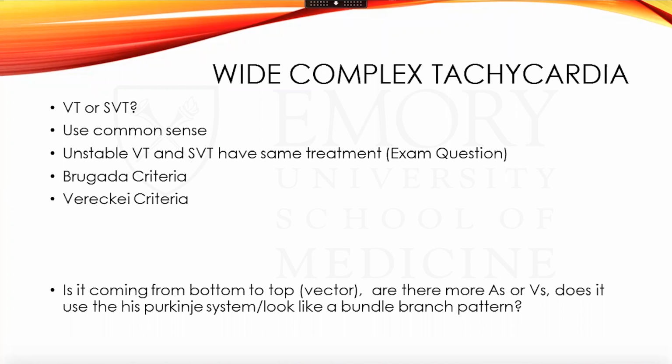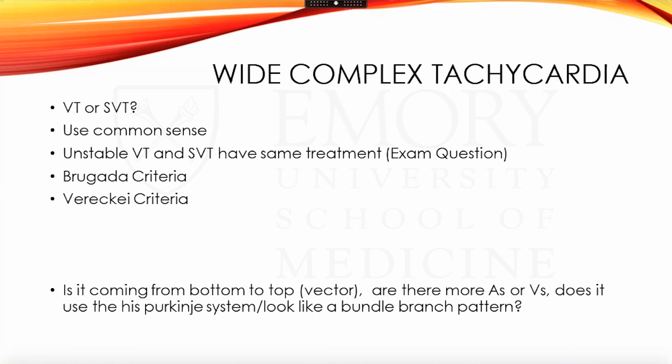There are a couple criteria, quite a few actually out there, used to delineate which of the two you're looking at based upon the EKG itself. Two of the more common ones are the Brugada criteria and the Vereckei criteria. The Vereckei criteria uses one single lead, aVR, which is useful because when we think about the vector of aVR, it kind of points right at the ventricle. You can tell a lot about which way the ventricle is activating based upon characteristics of aVR.